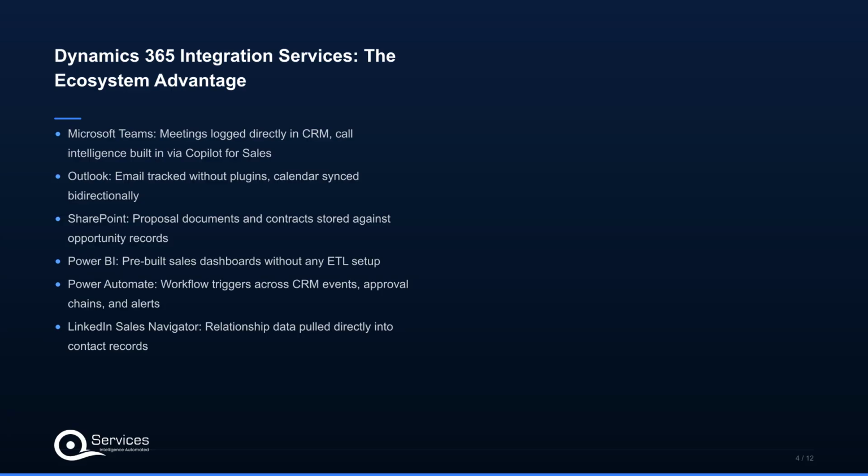Out of the box, Dynamics 365 Sales connects to Teams and Outlook. HubSpot offers Teams and Outlook integrations, but they are shallower. Meeting recording transcripts do not auto-summarize into deal records the way D365 does natively through Microsoft Copilot for Sales.